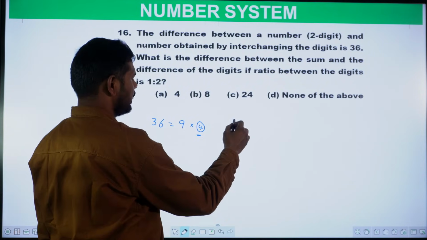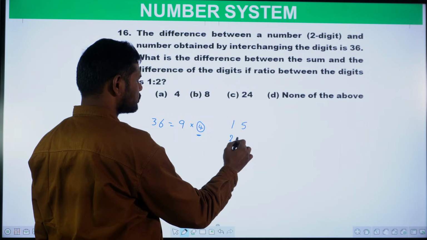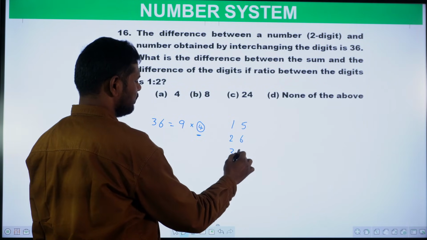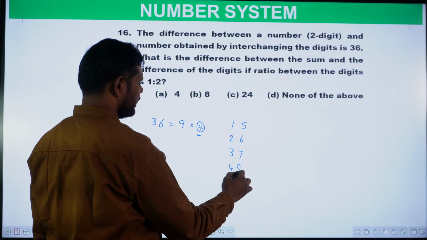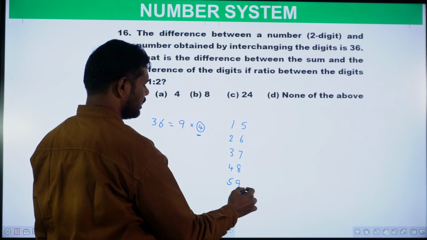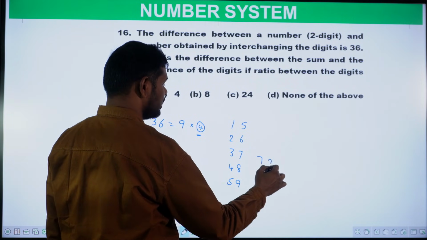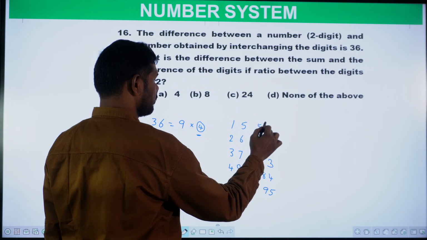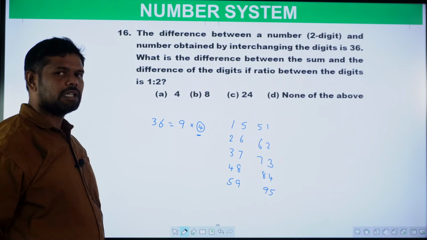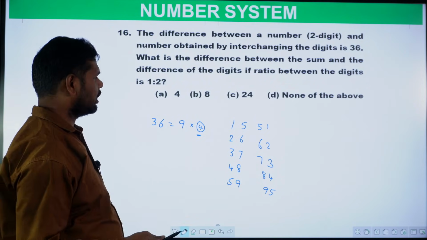Write all the possibilities: 1 plus 4, 5. 2 plus 4, 6. 3 plus 4, 7. 4 plus 4, 8. 5 plus 4, 9. And the reverse also. I am not reading the question entirely yet. These all are possible, and based on that we eliminate some.